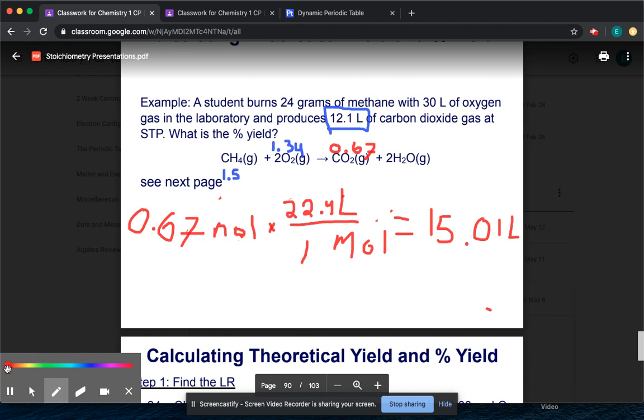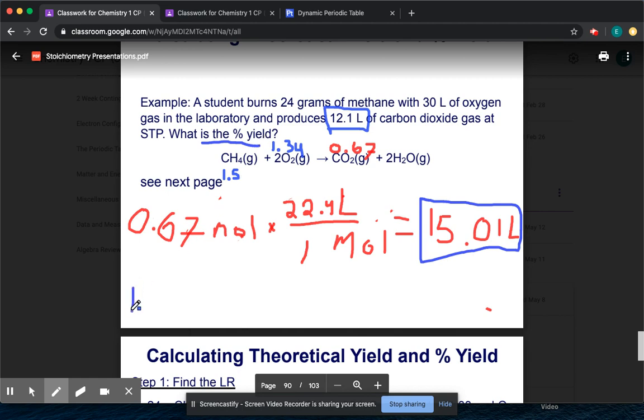So this is how much carbon dioxide we were supposed to get. If everything went perfectly, we would get this much carbon dioxide. The problem tells us we only make 12.1. So to answer the question, what is the percent yield? We take what we actually got, which is 12.1, and we divide it by what we were supposed to get, which is 15.01.